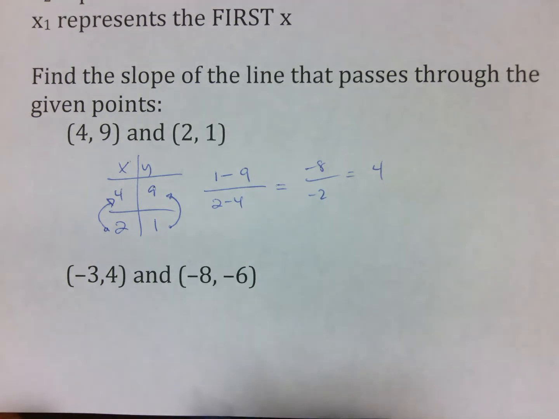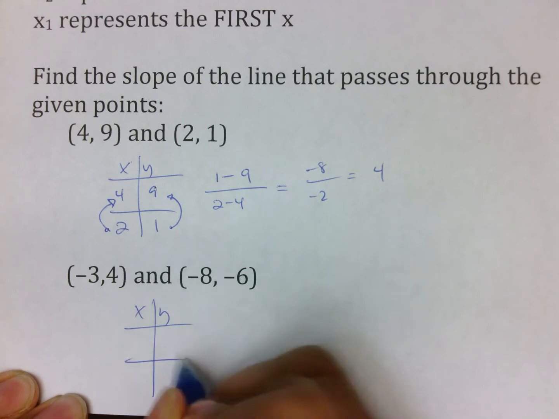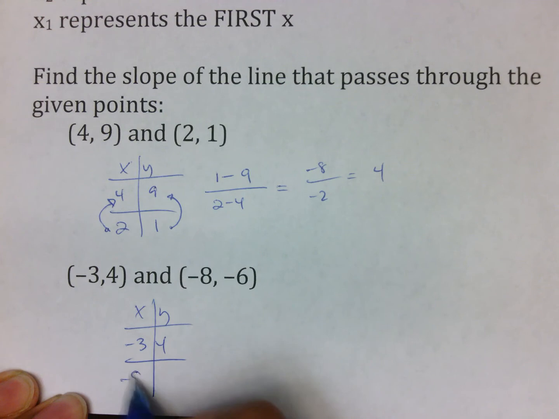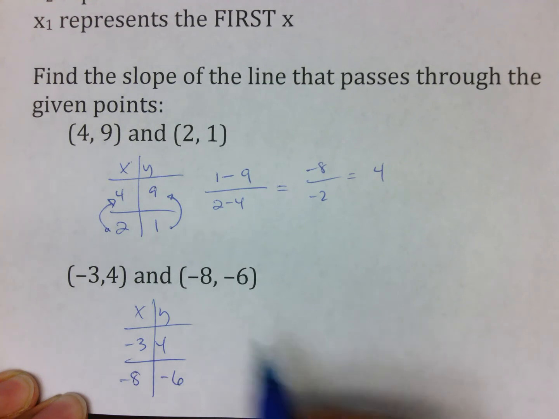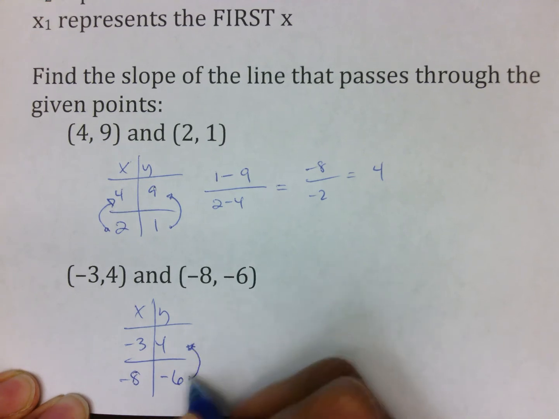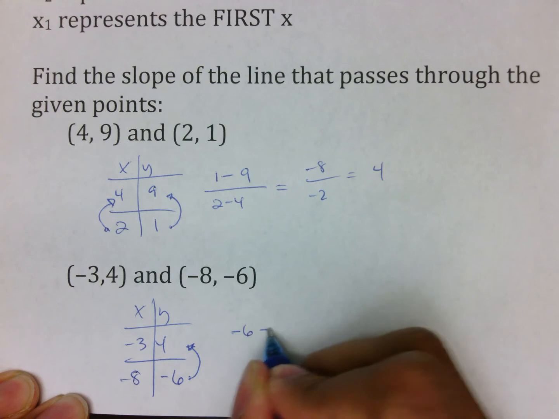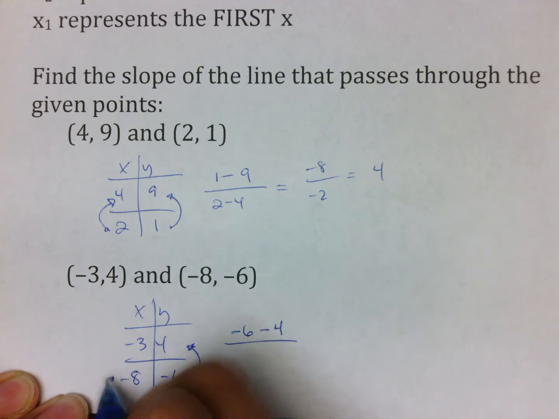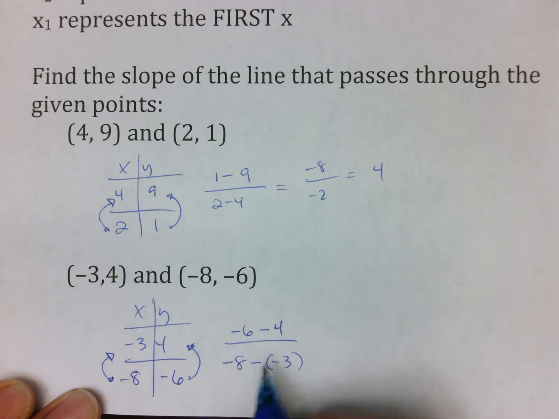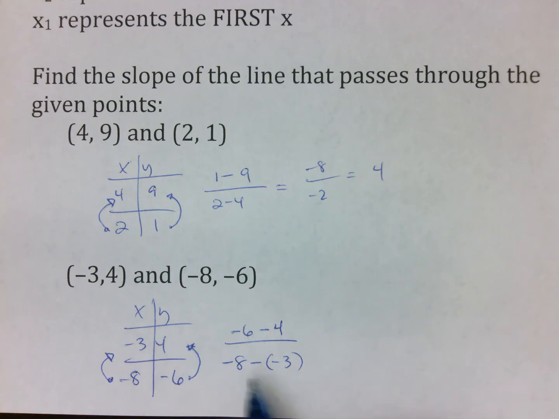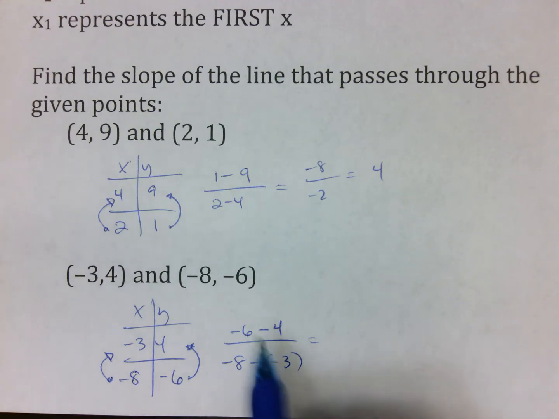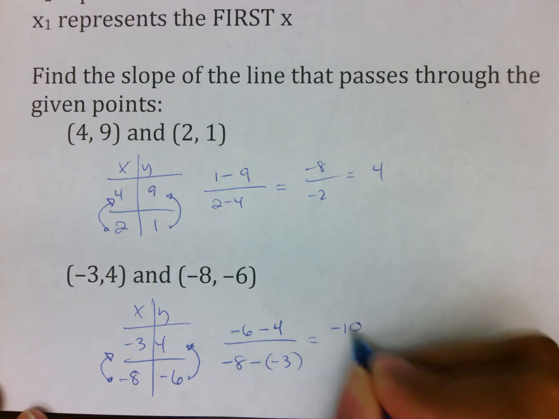Looking at the second one real quick, again, make your XY table. Negative 3, 4 was our first point, so we just brought it down. Negative 8, negative 6 was our second point, so we brought it down also. Again, it's y2 minus y1, so this is my second y minus my first y, always starting on the bottom right corner, and we end up with negative 6 minus 4 on top. You could check your calculator, but when you do negative 6 minus 4 you end up with negative 10.